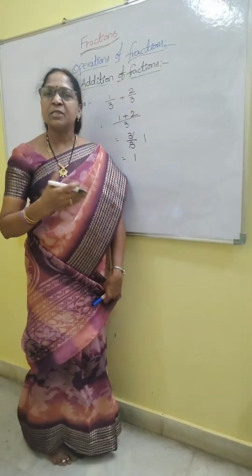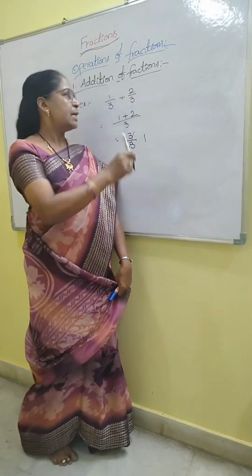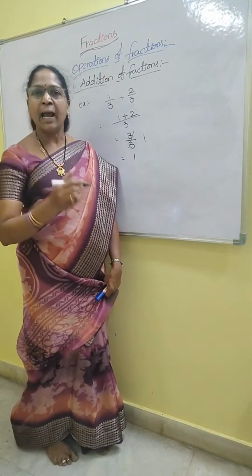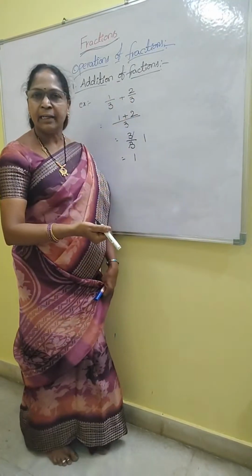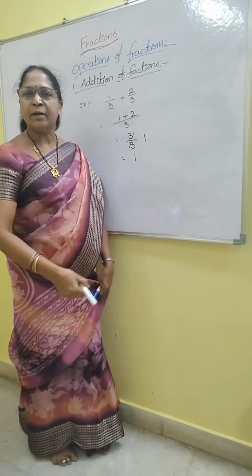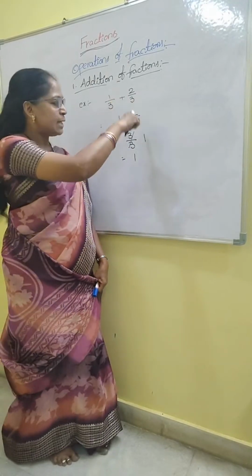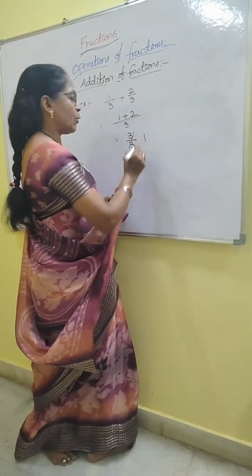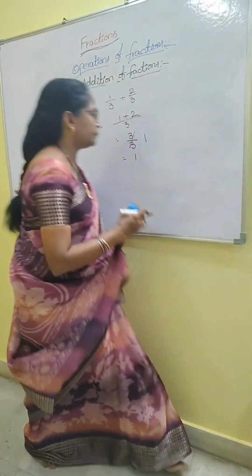You can follow this easy procedure: if the denominators are the same, then you can add the numerators directly and write the denominator value as it is. That is the easy way. Is it clear? Can you see that? One more example here.